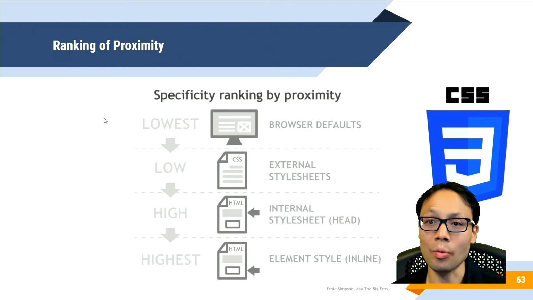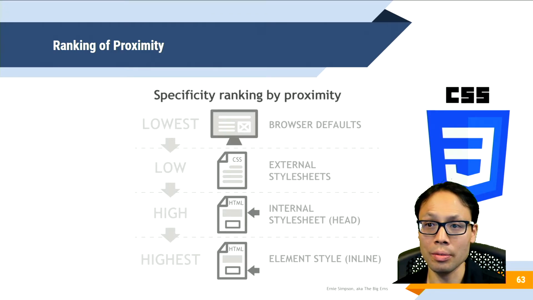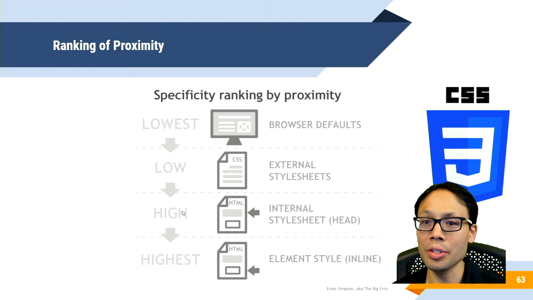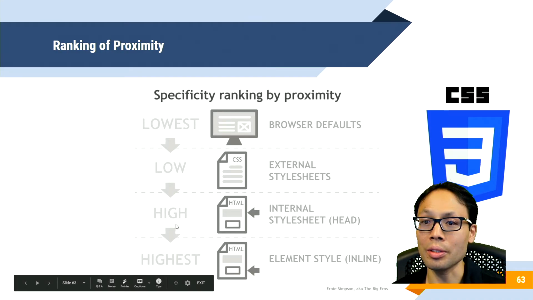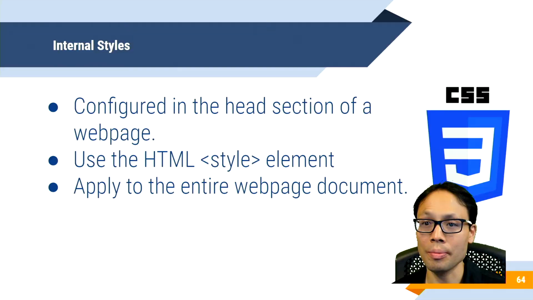There is a ranking of proximity, which means there's a hierarchy or precedence of which style sheet takes precedence. By default, the browser itself has certain styles built in. After that you've got external style sheets, then internal style sheets, and then element styles, which are inline styles. So again, it's a ranking of proximity, the precedence of which styles take precedence over the others.